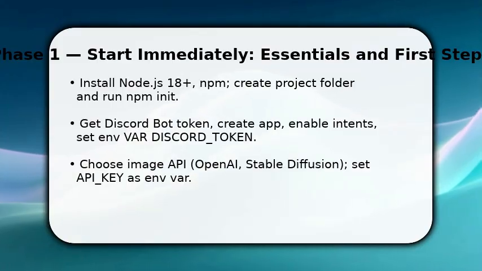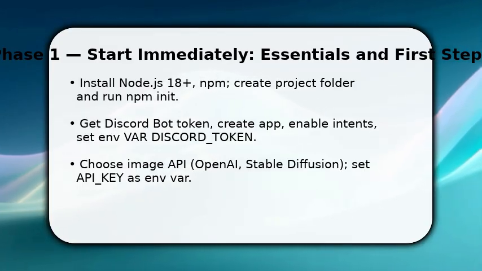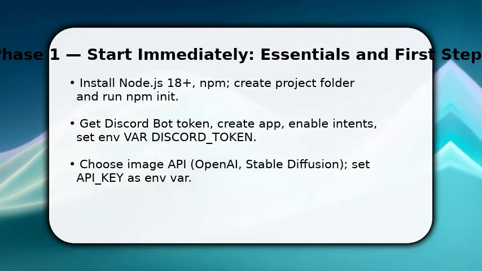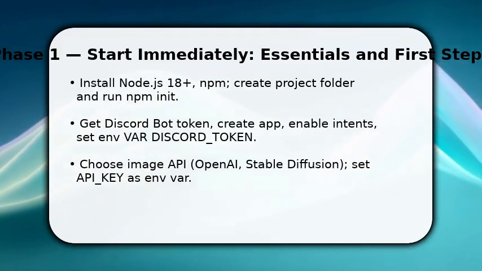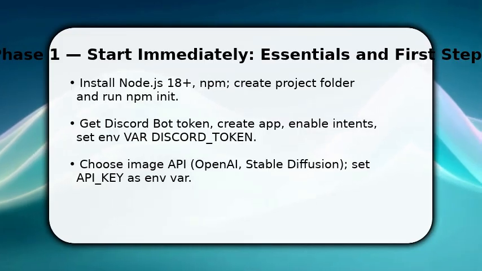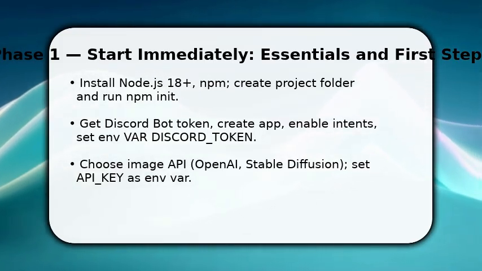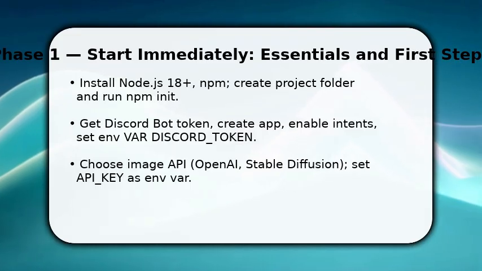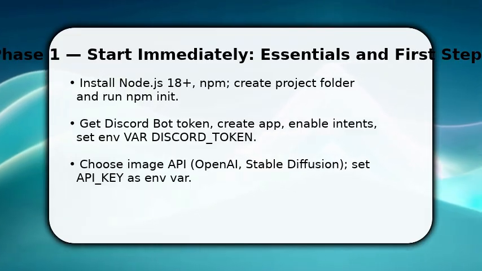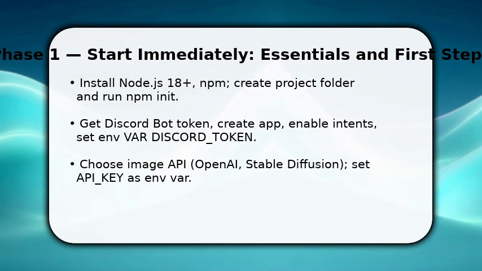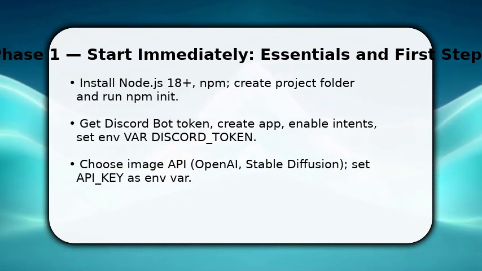You will begin by preparing essentials: Node.js, a Discord application, and an image API key. Once done, make a repo and run npm init so you have package.json, install discord.js and a lightweight HTTP client. This gives you the runtime and networking. Make sure to store the Discord token and API key in environment variables, not in source. Then scaffold a basic index.js entry that logs in with the token and listens for messages.